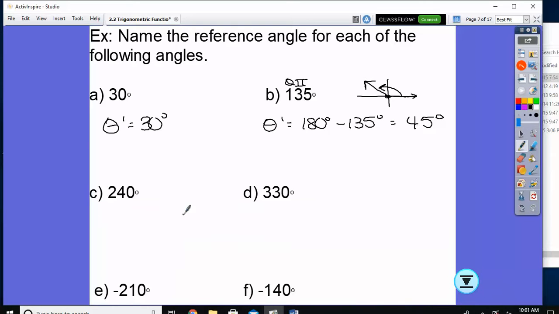240. What quadrant is that in? 3. It's between 180 and 270, so it's somewhere here. So quadrant 3. So to get my reference angle, to get something between 0 and 90, we'd have to do 240 minus 180, which is 60.